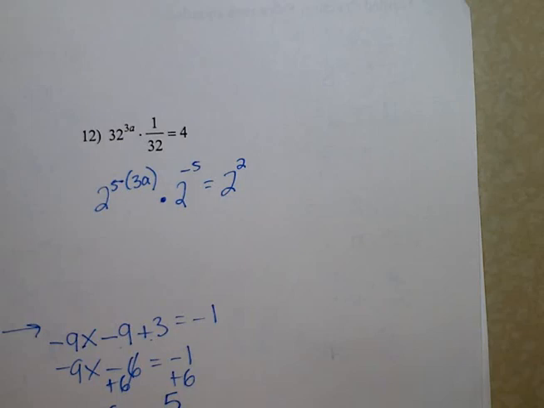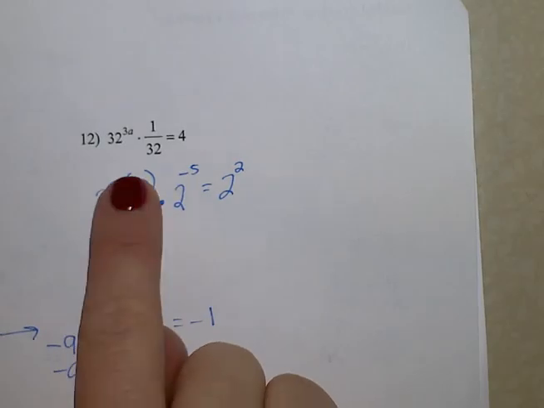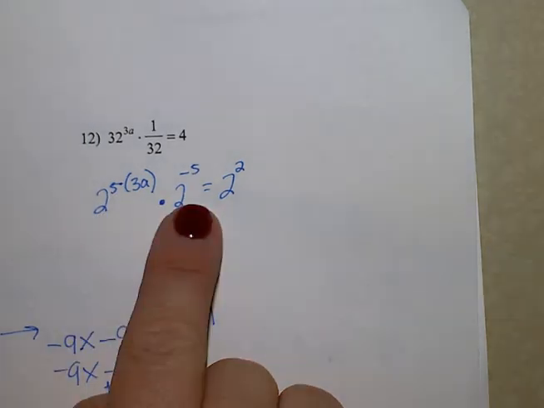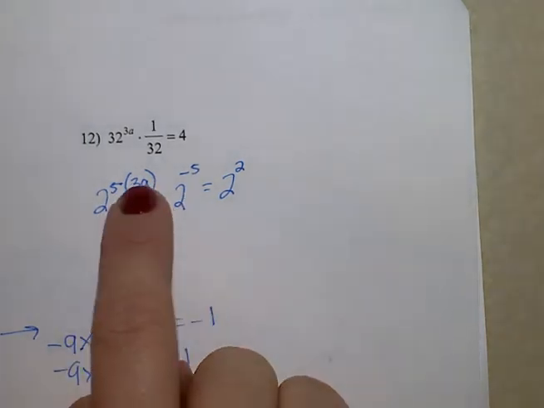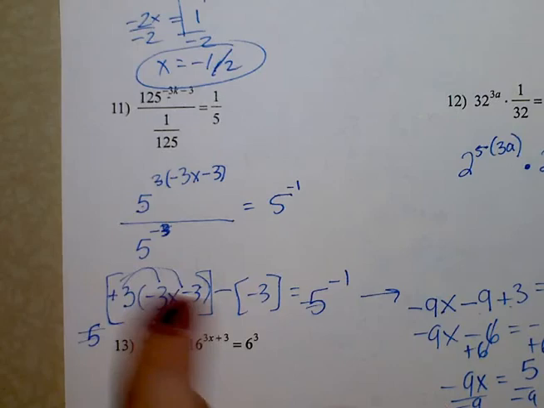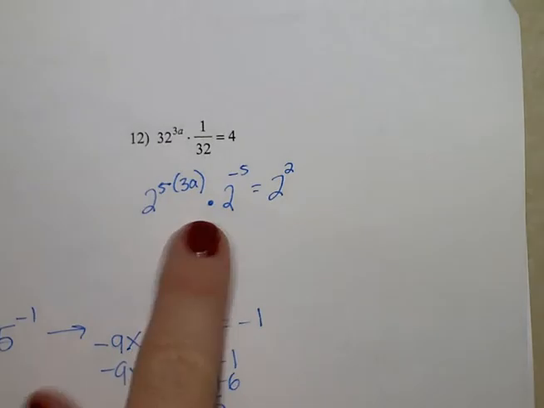Fabio, when you have the same base and you're multiplying, what do you do with the exponents? We are going to solve, but there's an operation you have to do first. So over here, when we had the same base and we're dividing, we subtracted. Now when you have the same base and you're multiplying, you add.